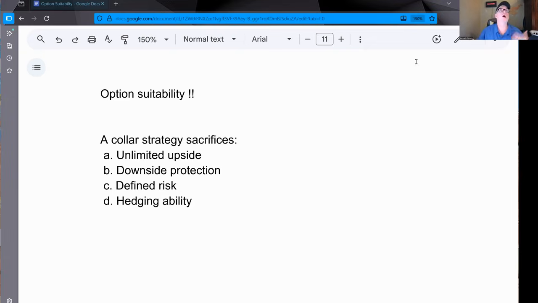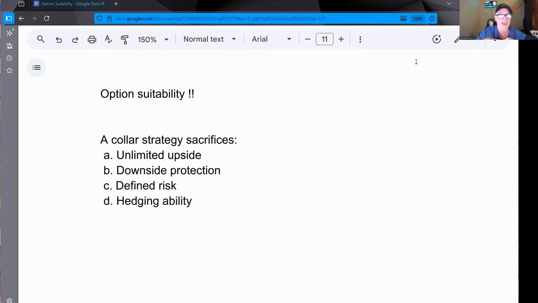This is going to be quite a few, well over 100 questions just on suitability. No math, just like what do we do? I'm going to struggle with some of them. I won't struggle with some. I'll try to explain as much as I can. Okay. Now, first, we're going to start off the bat with a killer one, a collar strategy.